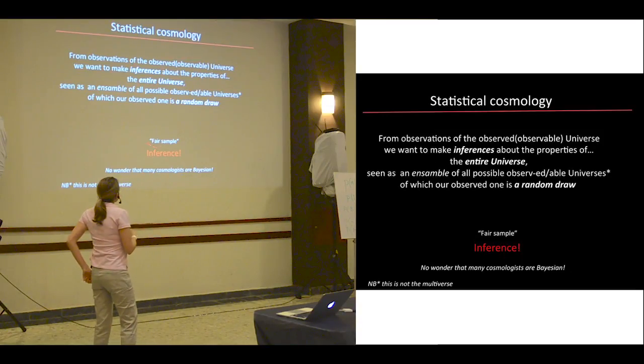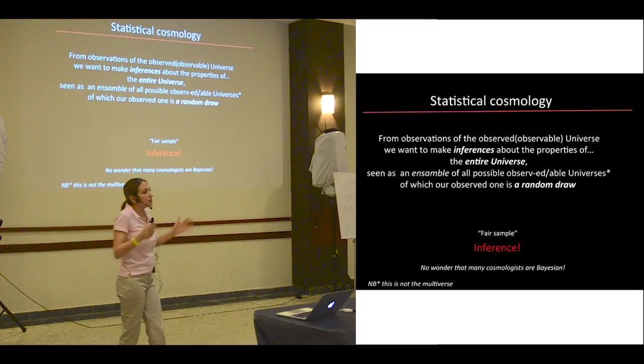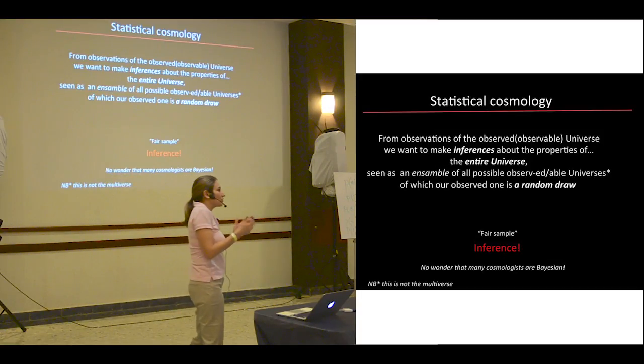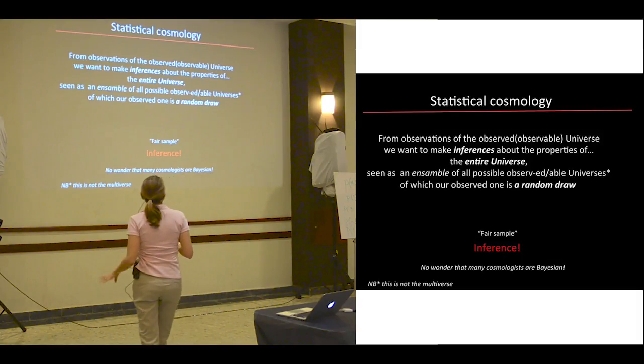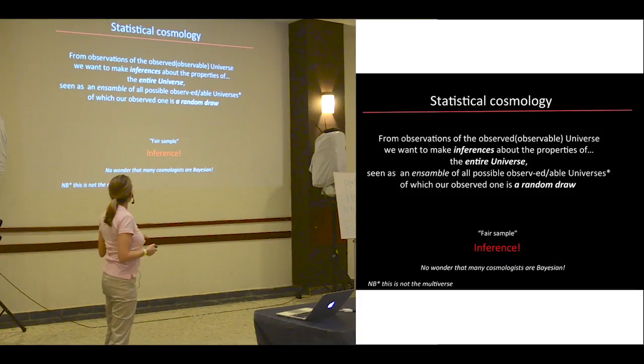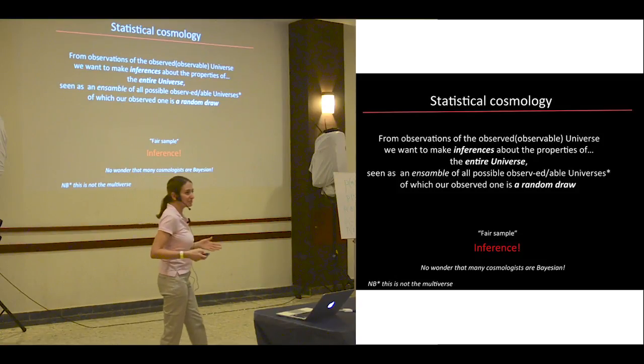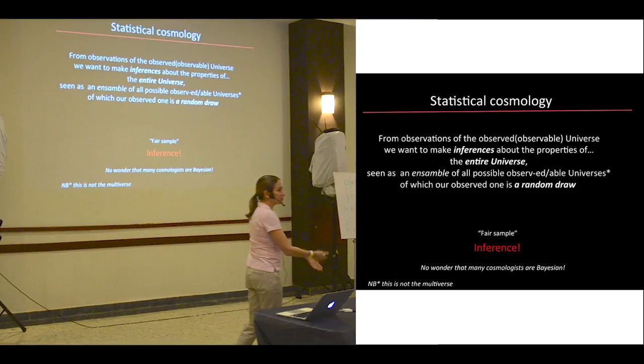And so the assumption we make is that what you can see is a fair sample, not a very particular corner of this very big universe, and then you want to do inference. So no wonder that the majority of cosmologists are Bayesian, because you want to do inference, and Bayes gives you the means to do inference.